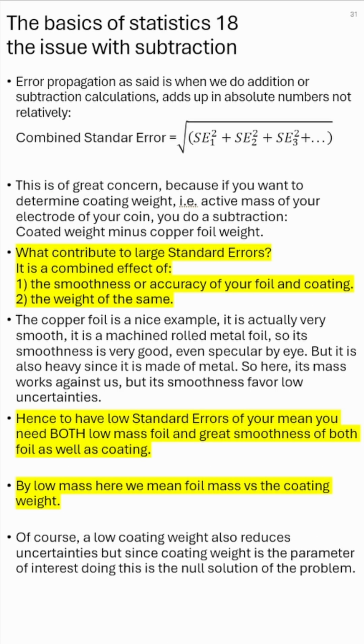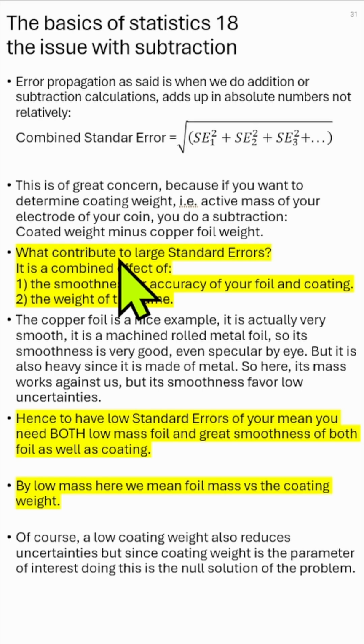The basics of statistics 18, the issue with subtraction now. So let's look deeper into this. So the error propagation is, as said, when we do addition or subtraction calculation, that we add up absolute numbers, not relatively. So that the combined standard error is the sum of the squares of the individual standard errors. And this makes a concern for us, because for the active mass of your electrode of your coin, you do a subtraction. So then you end up with this kind of error propagation.